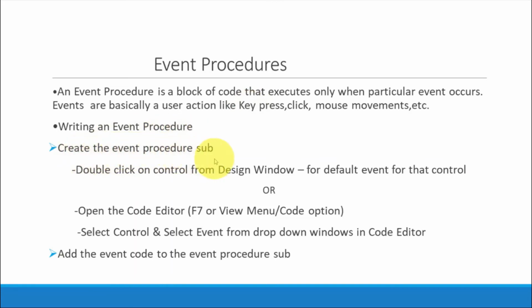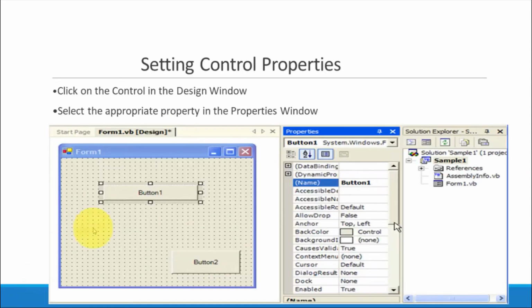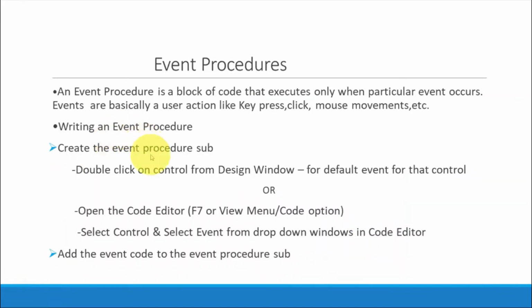Writing an event procedure, how will we write? Create the event procedure sub. Suppose we have created a sub, then double click. Double click is an event. It will become a user action. So double click on the control from the design window. Whenever we double click, see, like this. If I double click on this, this becomes an event. The moment I do some action, some particular statements get activated. So create the event procedure sub, double click on the control. Suppose I double click on the button from the design window for the default event for that control.